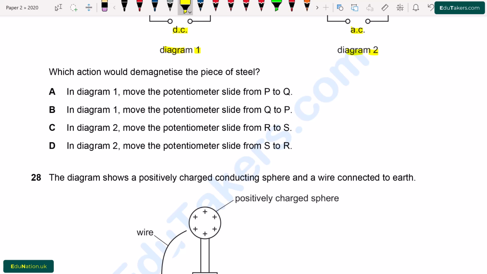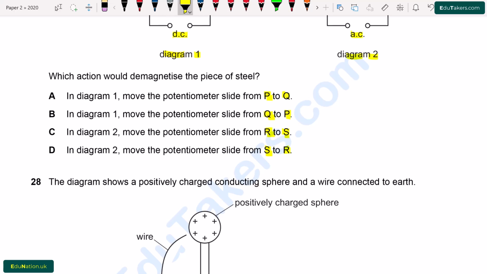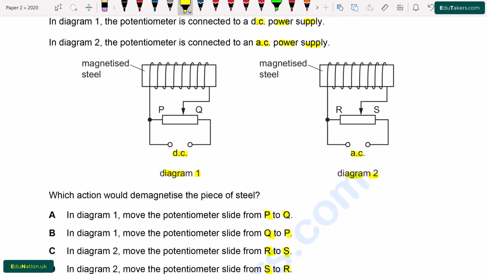Option A. In diagram 1, move the potentiometer slide from P to Q. B. In diagram 1, move the potentiometer slide from Q to P. C. In diagram 2, move the potentiometer slide from R to S. D. In diagram 2, move the potentiometer slide from S to R. So first of all, demagnetizing works only with the AC current, not the DC power supply. It means that diagram 1 is excluded due to the DC power supply.